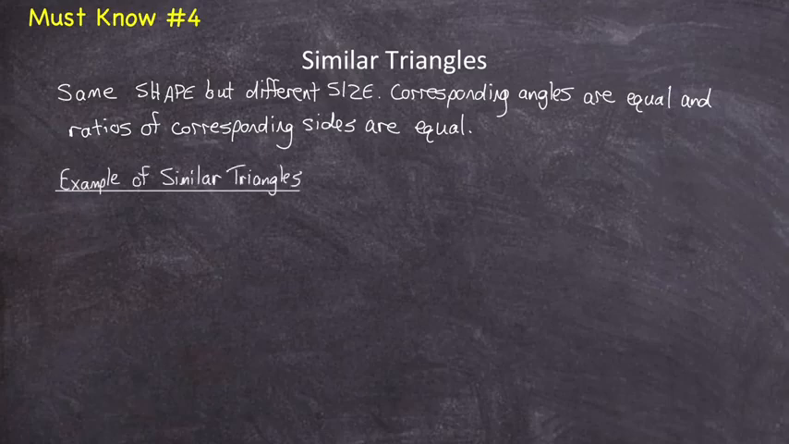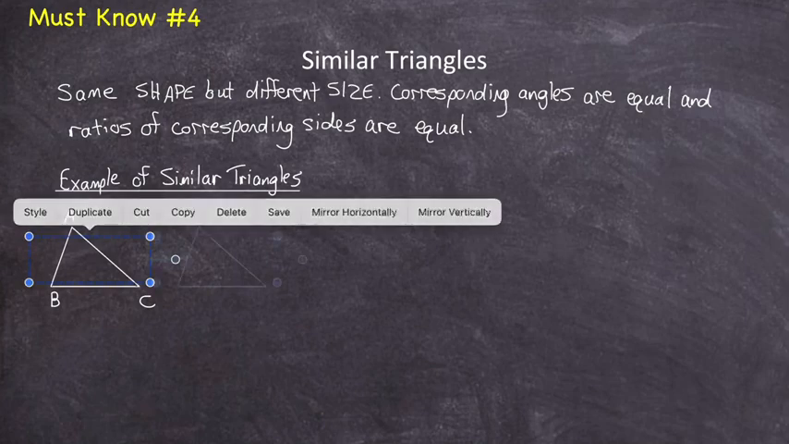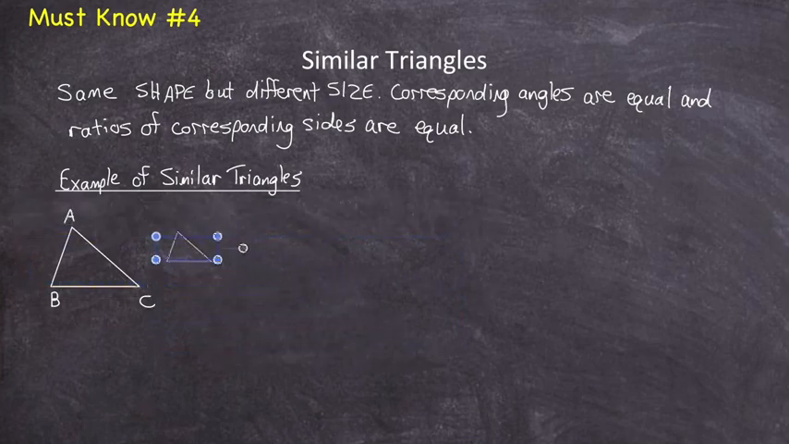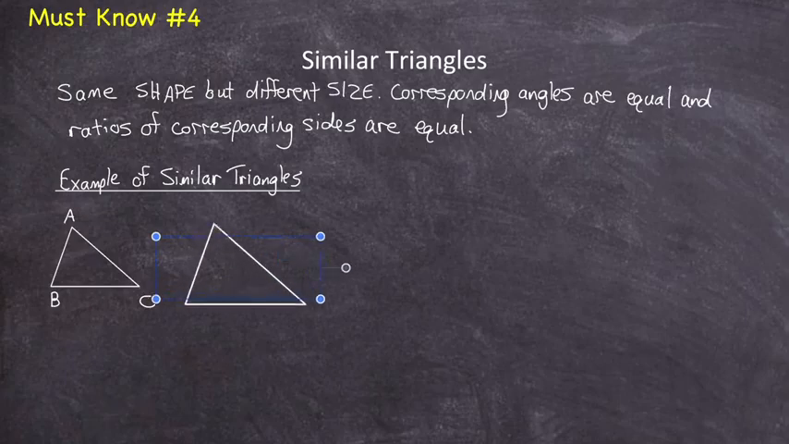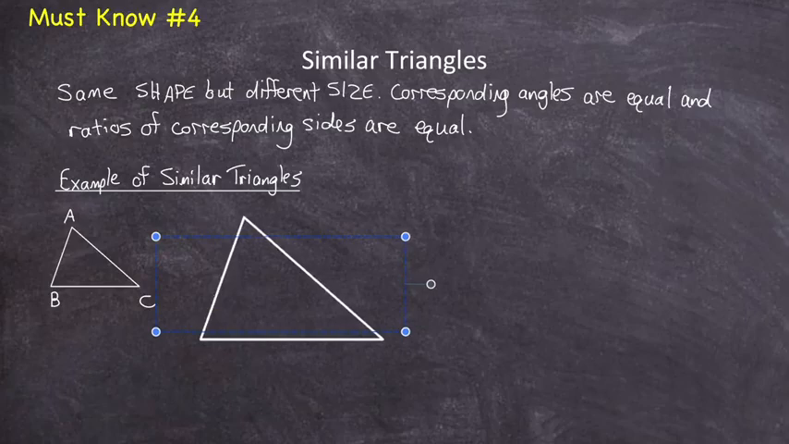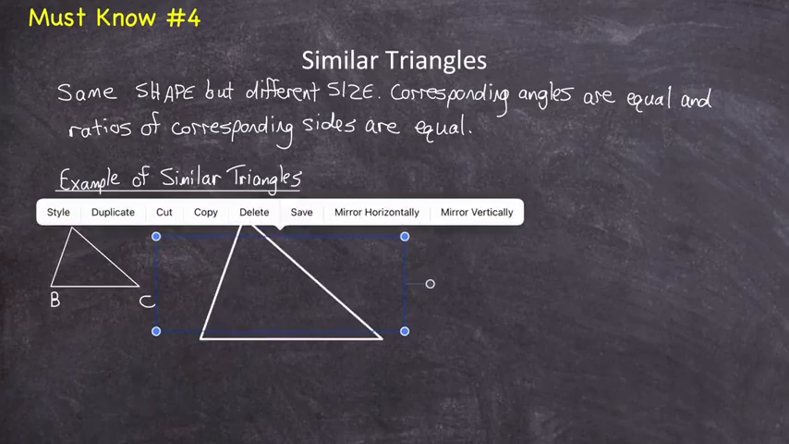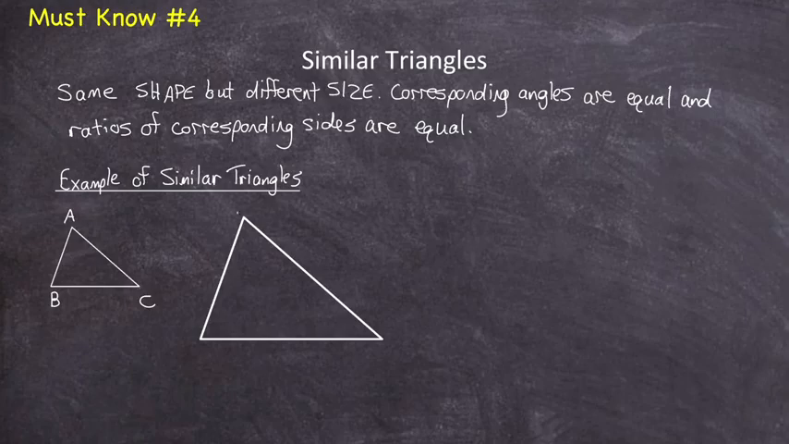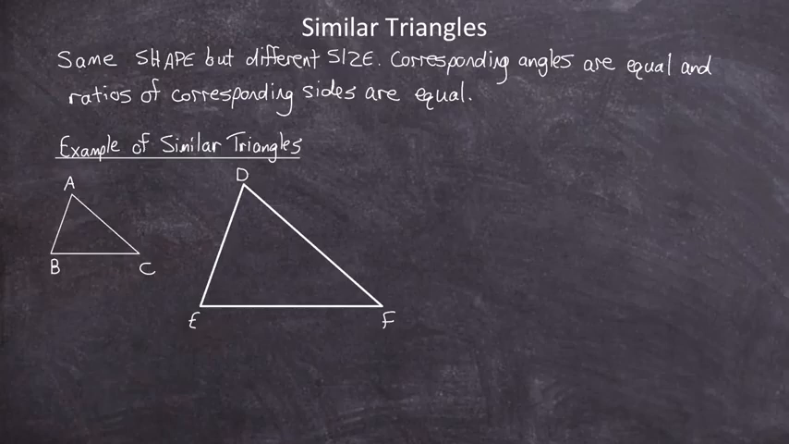Let's say I have this triangle ABC. If I duplicate this triangle and make it bigger or smaller without changing its shape, I'm only changing its size, any of these triangles are similar to triangle ABC because the angles stayed exactly the same even though the side lengths have changed. So this triangle here, let's call it triangle DEF, is similar to triangle ABC. They're the same shape, but different sizes. And I know they're the same shape because I kept all the angles equal. Angle A is equal to angle D, angle B is equal to angle E, and angle C is equal to angle F.